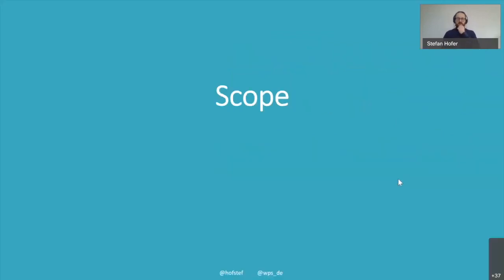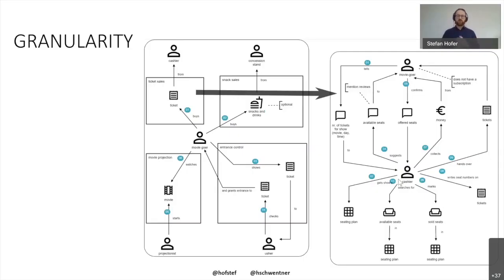Very briefly, I want to talk about scope, in particular about the granularity of a story, because it's not a one-size-fits-all approach. This picture is actually from a different example. It's not from the port. It's from a movie theater, a cinema. In the left picture, you see a moviegoer in the center, and she buys a ticket from the cashier. That's one activity, one step in the story.